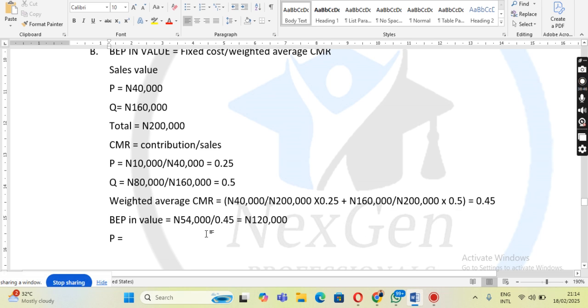Now, just like the way we did the units, is that not so? You can see that this 120,000 value is for the two. For you to get each one, just pick the mix. Just copy this, and when you divide it, it will give you the percentage of P. Then times the 120,000, just like the way we did the units.